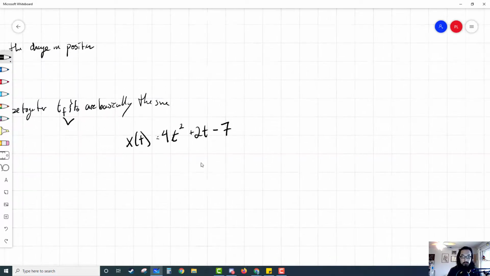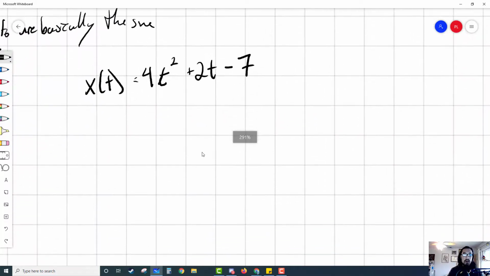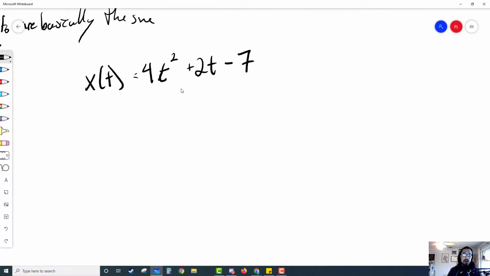Okay, so this is our position function. We have an object that is moving, and that motion can be described with this equation. In order to find how fast it's moving at any given point, we can take the first derivative, so we say dx/dt. All we're doing is taking the derivative, and we can just use the power rule here.